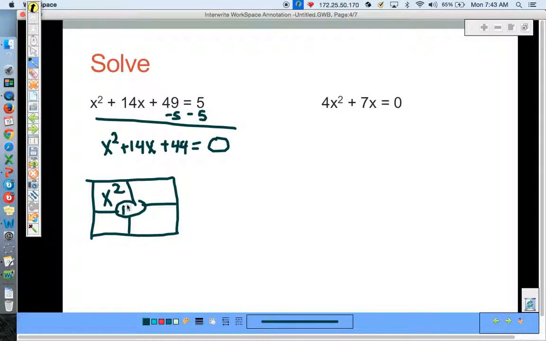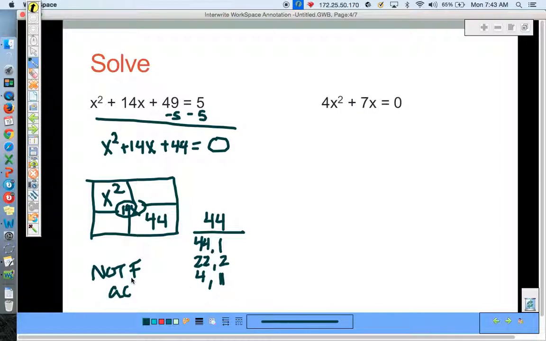X squared, 14x, 44. So it multiplies to 44. Let's see, we got 44 and 1, 22 and 2, 4 and 11. So this one might not be factorable, unless I'm missing something here. So not factorable. And then we'll talk tomorrow about how we're going to solve some of these that are not factorable.